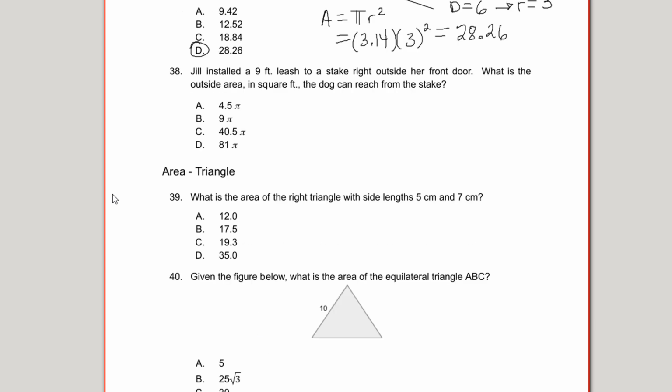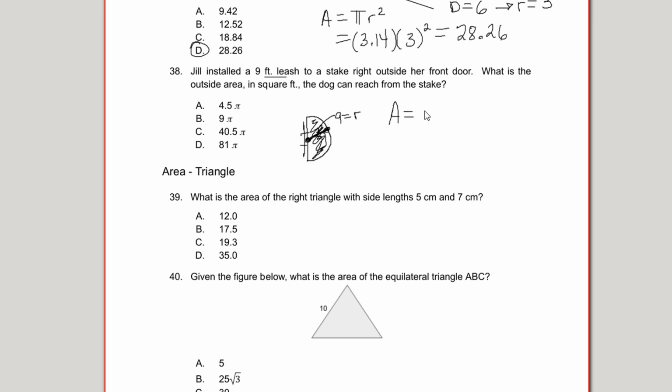38, Jill installed a 9-foot leash to a stake right outside her front door. What is the outside area in square feet the dog can reach from the stake? Okay, so here is her door, and she's got this stake, and imagine the dog on the leash can go only so far, right? What does that look like? A half circle, right? So what is the outside area? He can go anywhere inside here as long as the leash is, which is a 9-foot leash, and that is equivalent to, on a circle, the radius.